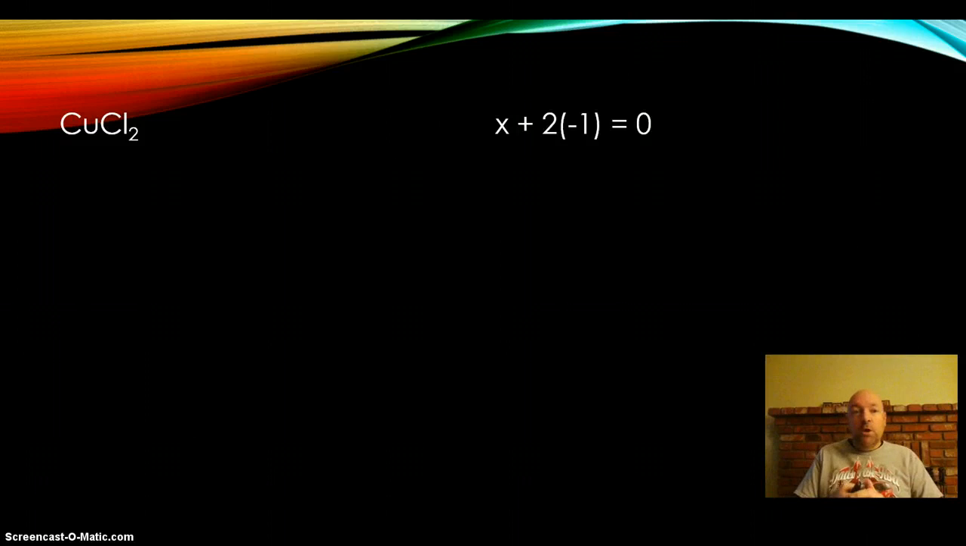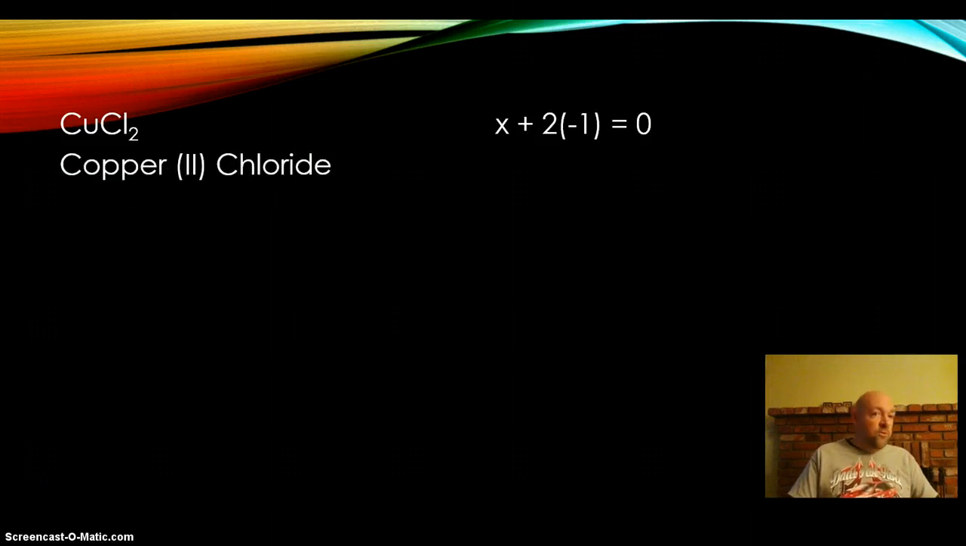So we set up our equation, and of course, if you solve that equation, it would tell us that copper's oxidation number is 2. So now we can go ahead and name this. So what will we name it? Copper, the metal gets its full name. And then we're going to put the Roman numeral 2 in between the metal and non-metal.